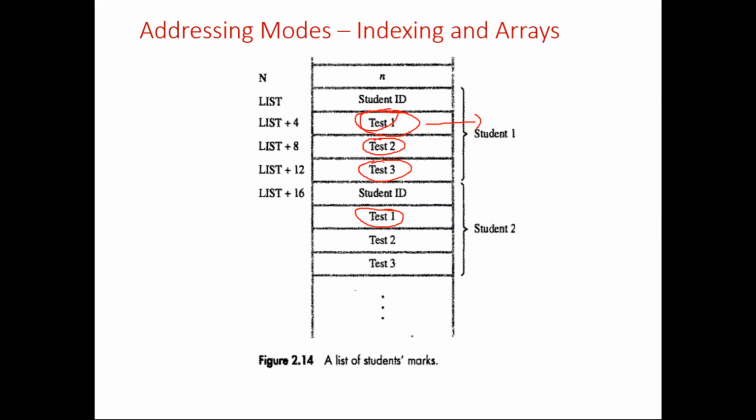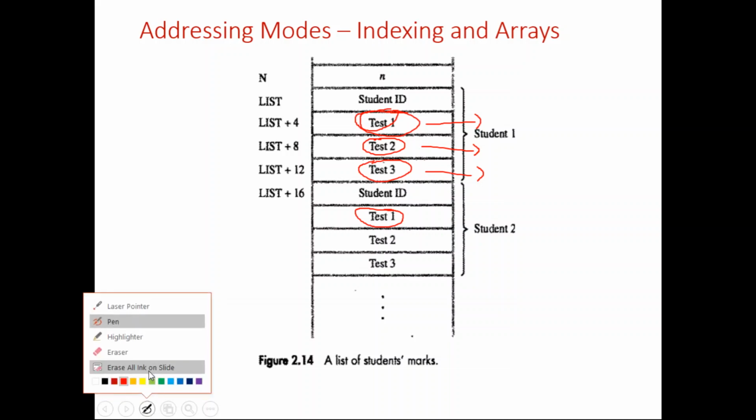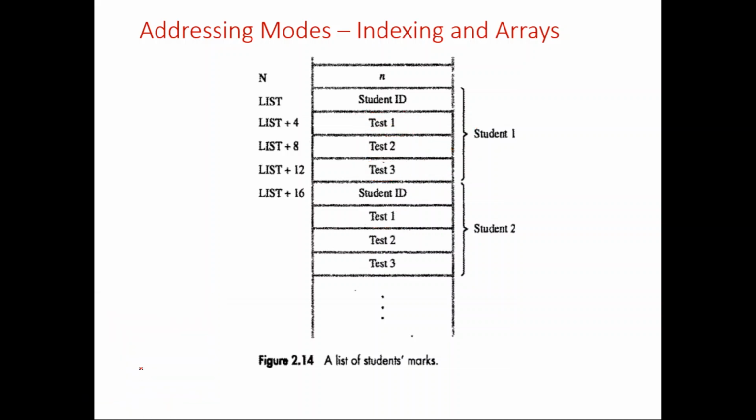So what is the total sum of test 1 marks? And what's the total sum of test 2 marks? And what's the total sum of test 3 marks? Like that we want to identify. So how can we do that with an assembly language program? Let us understand. So this is the memory structure.